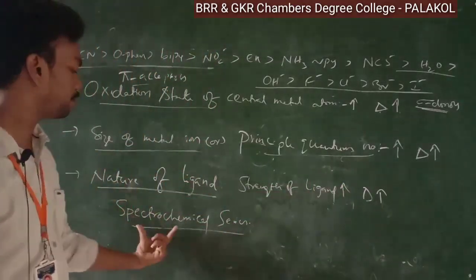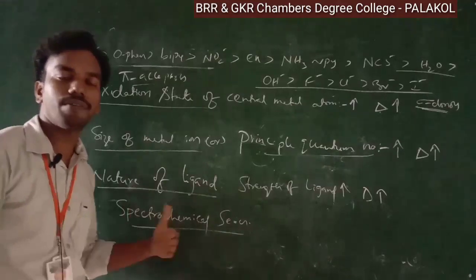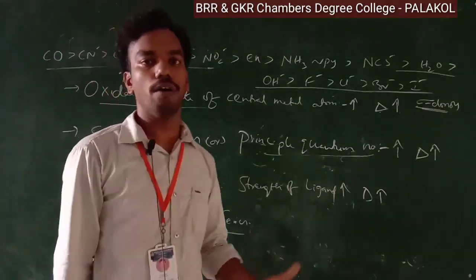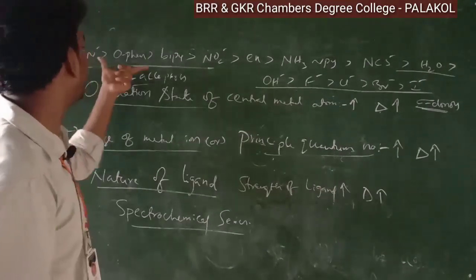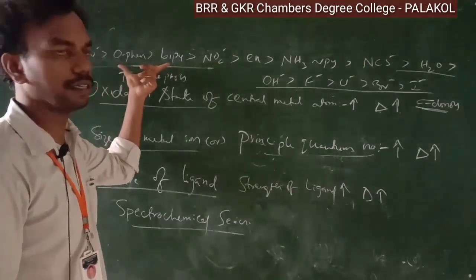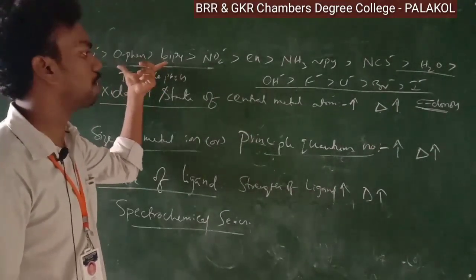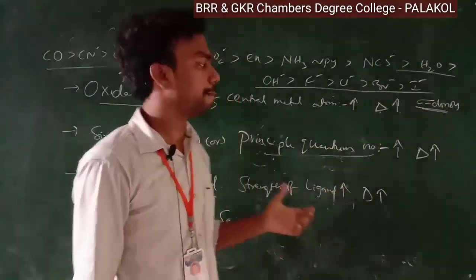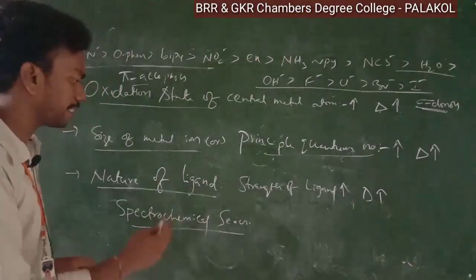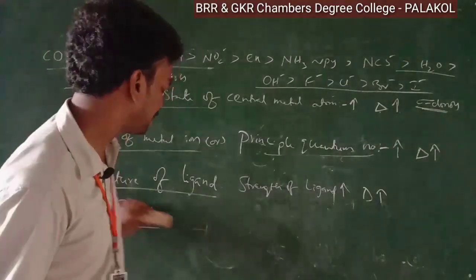This is called the spectrochemical series, where you can arrange different types of ligands according to their order. At the start of the spectrochemical series we have strong field ligands, and at the end we have weak ligands. Let's understand with the help of examples.